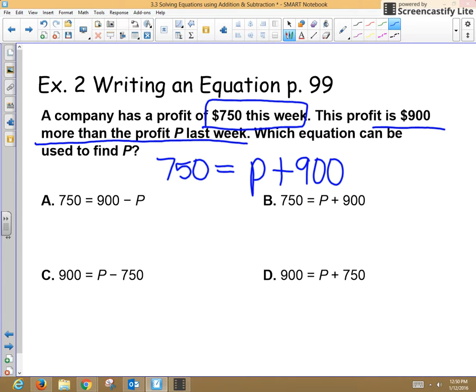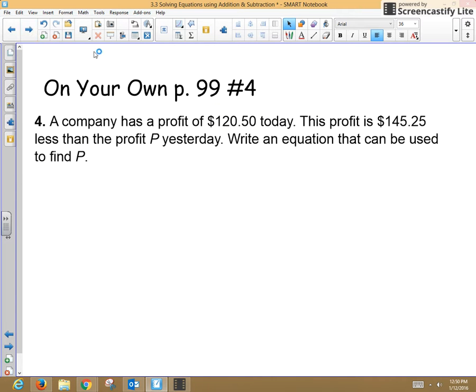So to solve, we don't even have to solve it actually, because the question just wants us to write an equation. And if you look, B is the best answer. So the profit is equal to the amount last week plus the $900 more than what we had. So I hope that helps you write your equation. And now I would like you to try number 4 on your own. Pause the video to complete number 4.